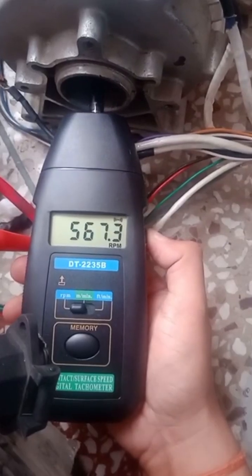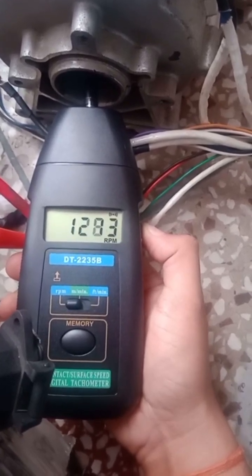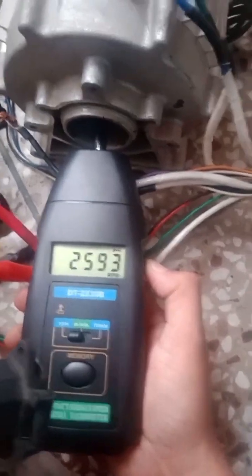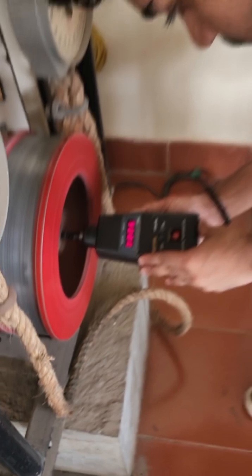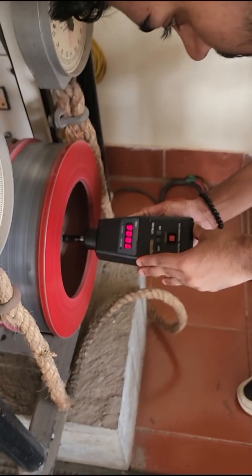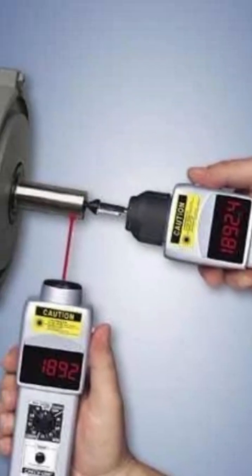The advantages of using a tachometer are accuracy. Contact tachometers are generally more accurate than non-contact tachometers, because they are able to make direct contact with the object whose rotational speed is to be measured. Versatility: contact tachometers can be used to measure the rotational speed of a wide variety of objects. Durability: contact tachometers are typically more durable than non-contact tachometers.